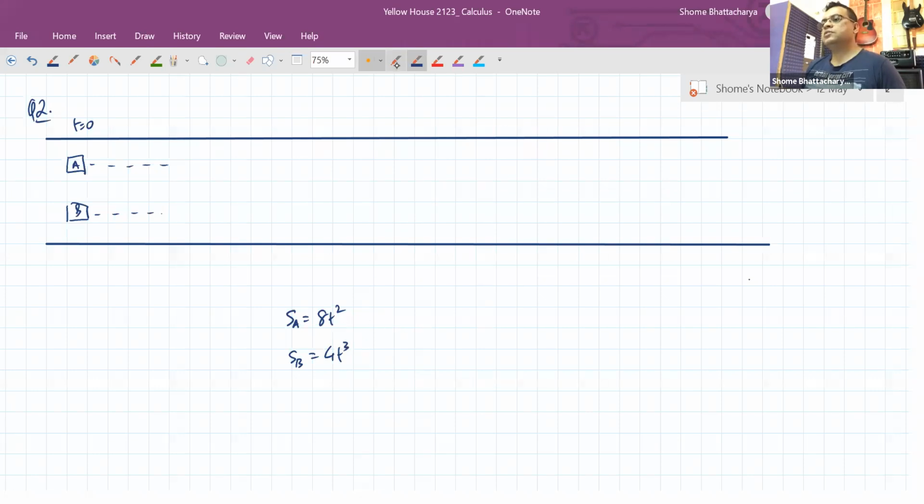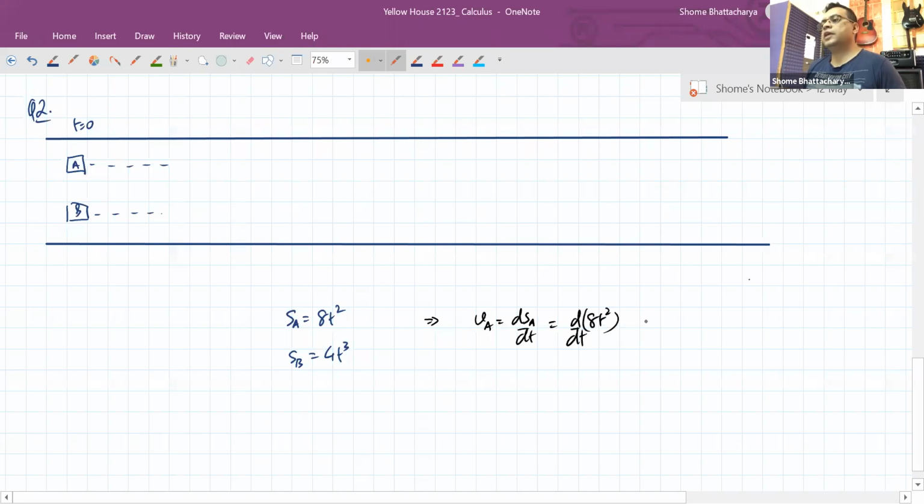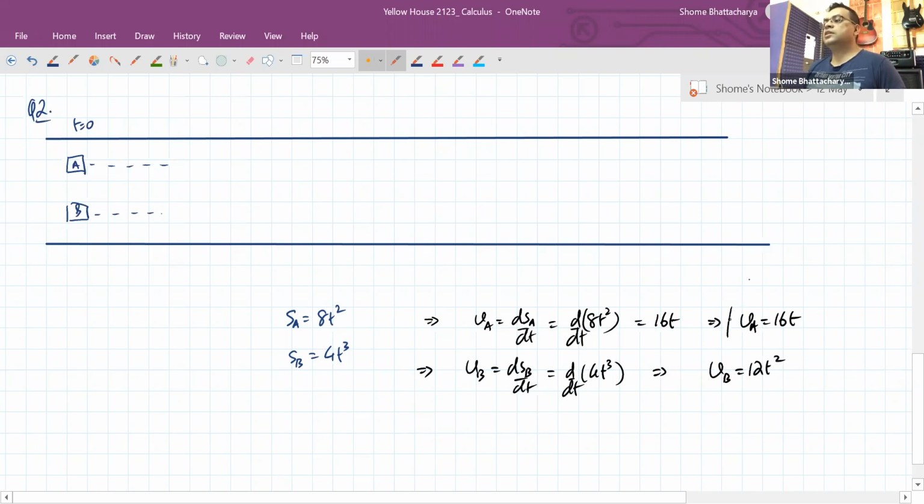So from this we also have some extra information. A's instantaneous velocity will be given by the instantaneous rate of change of A's position, or displacement, with respect to time. So that will be 16t. A's instantaneous velocity as a function of time is 16t. Similarly, B's instantaneous velocity as a function of time is the differentiation of 4t cube, so B's instantaneous velocity becomes 12t square. So additionally, we can derive these two pieces of information from this.